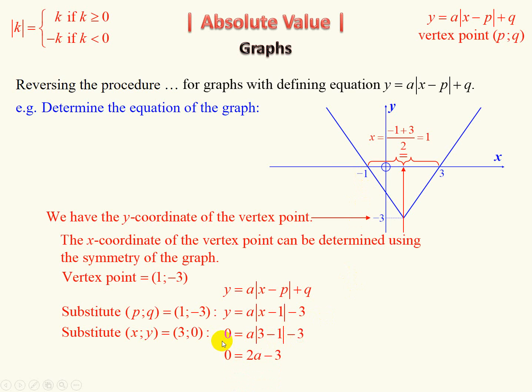Solving 2a - 3 = 0, a is 3/2. So we can go back to the second line of the equation, and there is the equation of this absolute value graph.